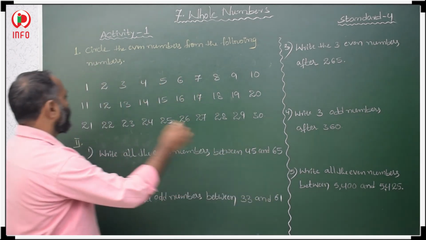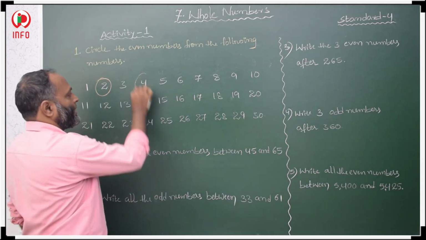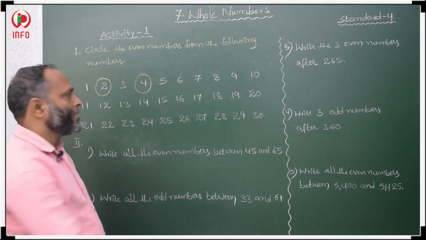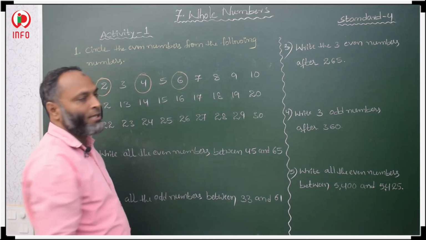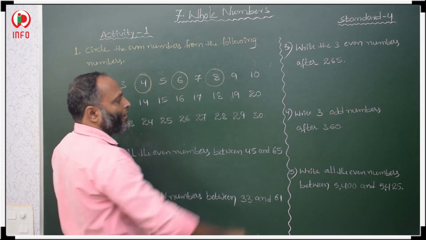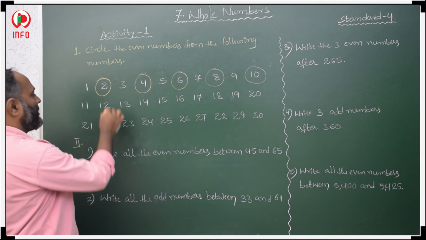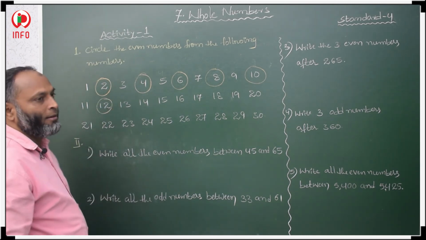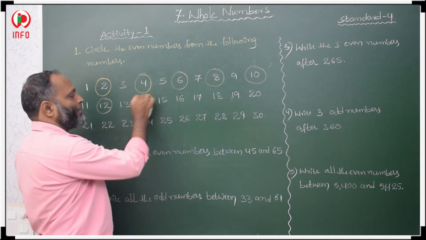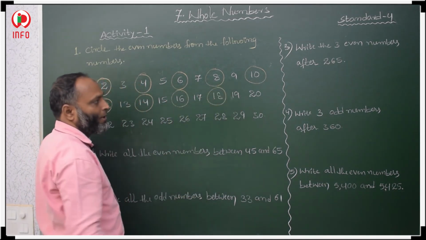See here, first 2 is an even number, after that 4 is an even number, circle it, 6 is an even number, circle it, and 8 is an even number, circle this one, and 10 is an even number, circle this one, and after that 12 is an even number, and 14, and 16, and 18 is an even number, 20.